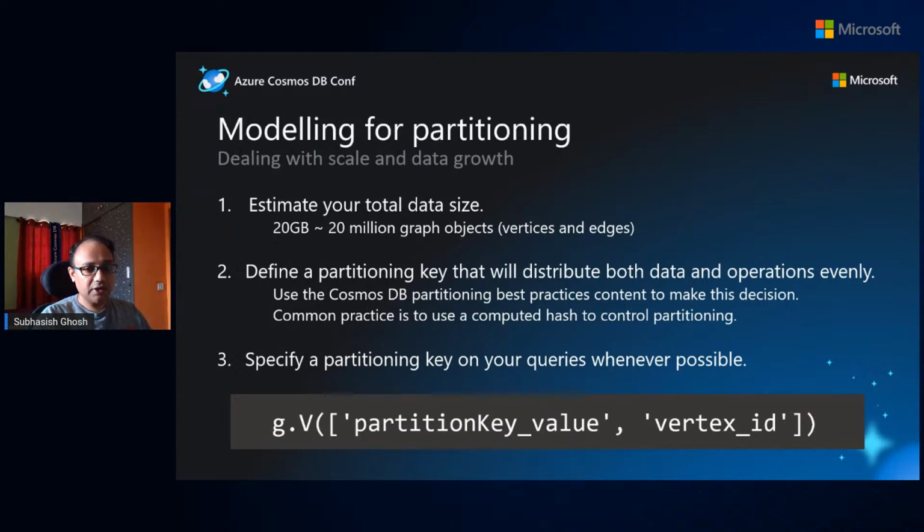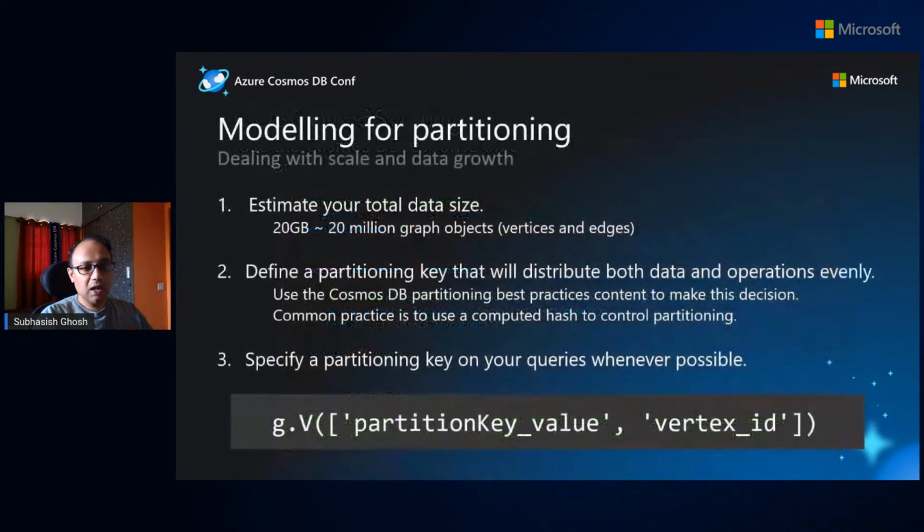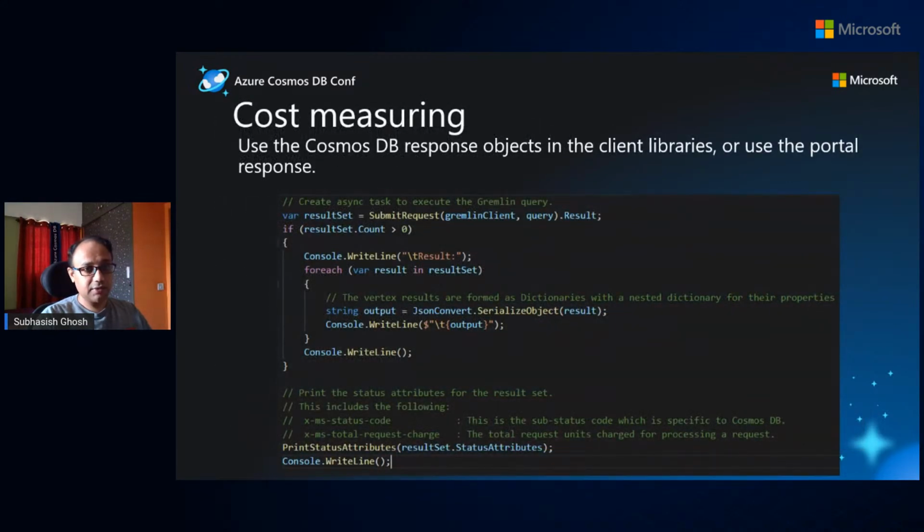Choosing a partition key, I already covered, is something which is high cardinality, but which can distribute throughput, storage, and operations for you. Give and take, a combination of both of these. And then another very important consideration was cost measuring. For this, we used a combination of client libraries, as I mentioned, but there are certain practices and patterns which you should be aware of.